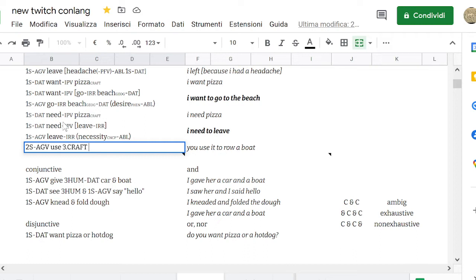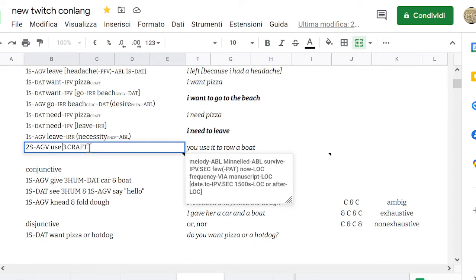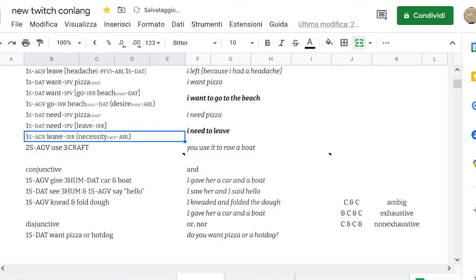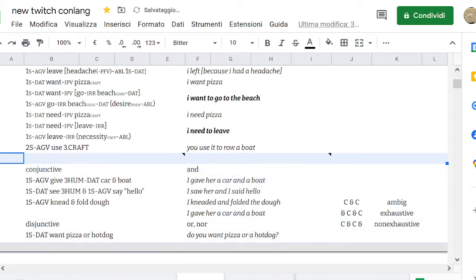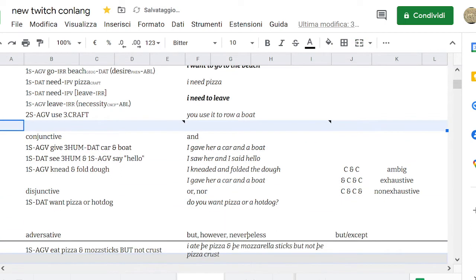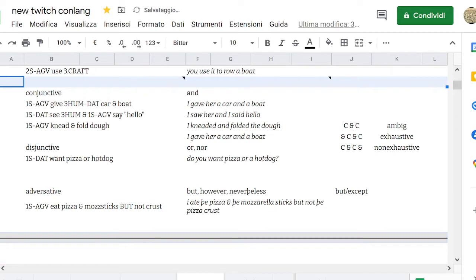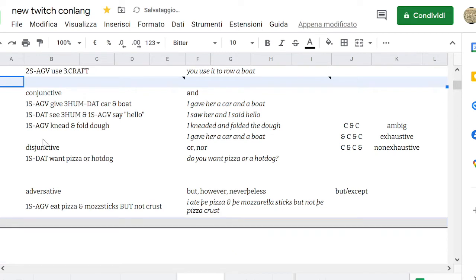Craft refers back to the boat. This is translating it here: it, some third person thing that is crafted. Sorry, this little pop-up, maybe it was not a good idea to put it here. I had something I wanted to do with it, but that's going to come later. I just forgot that I was going to need rows here for today, so I'll put that way down there. Okay.